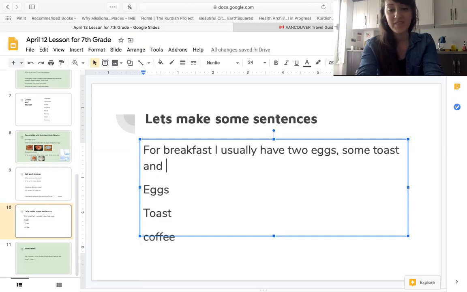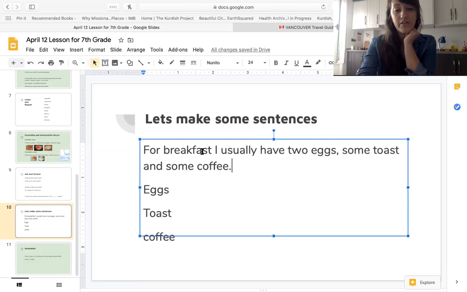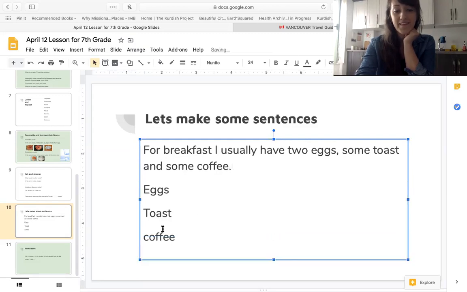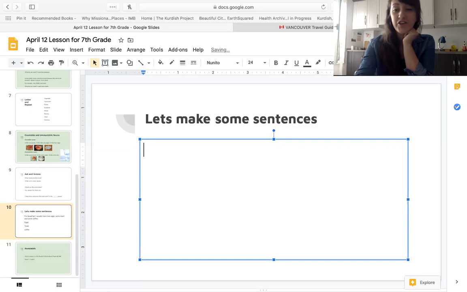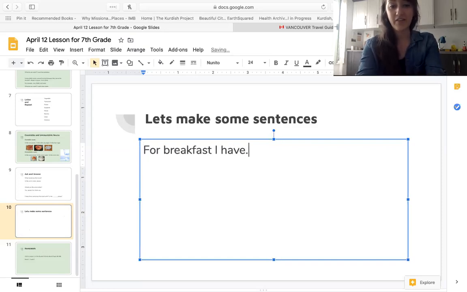And is coffee countable or uncountable? Coffee is uncountable. We don't say coffees. Okay, so some toast and some coffee. Repeat after me. For breakfast, I usually have 2 eggs, some toast, and some coffee. All right, for fun, create your own sentence that starts out, for breakfast I have, and finish.